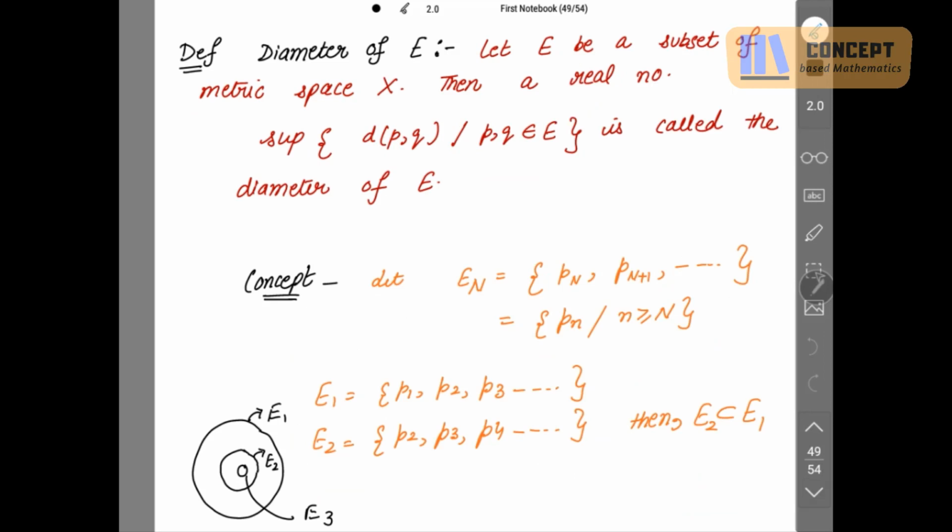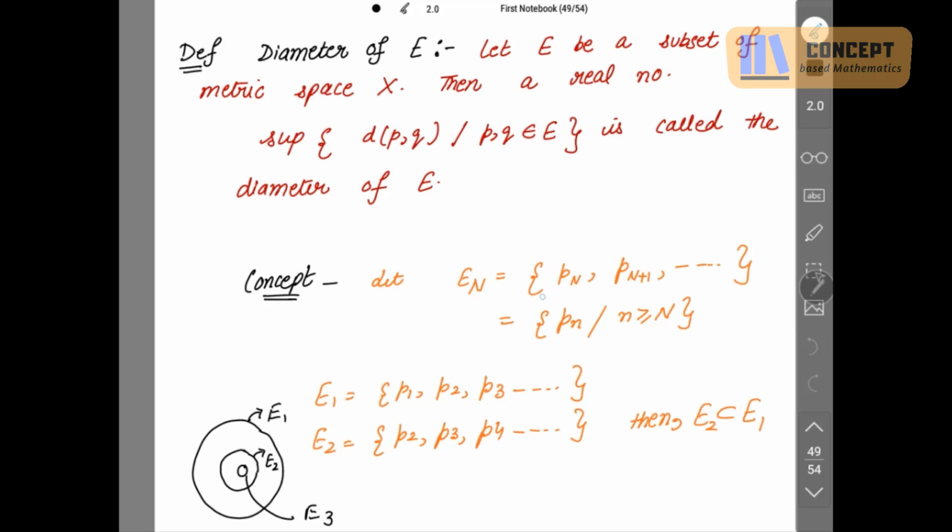The other definition is for the diameter of E. Suppose E is a subset of metric space X, then the diameter is a real number. This is the supremum of d(p,q), that is the distance between p and q, where p and q are points of E. So the maximum distance, the supremum distance between the points of E, is called the diameter of E. Right? There is a small concept.